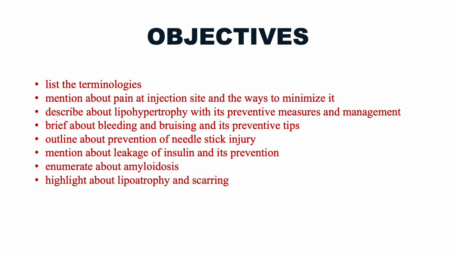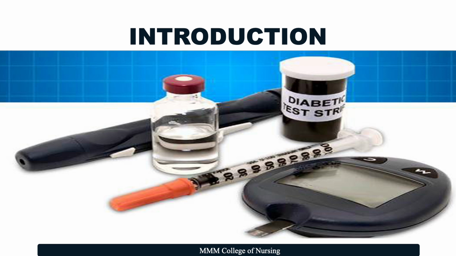The following are the objectives that we'll be addressing in this video. Insulin is a hormone our body makes to keep our blood glucose levels within the normal range. It is made by beta cells in the pancreas. Insulin's main job is to move glucose from the bloodstream into the body cells to make energy.